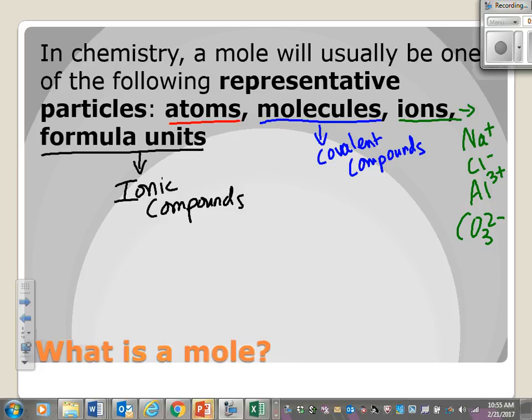So remember, atoms are the elements off the periodic table. So you would look to the periodic table for the elements. We call those atoms. Molecules are covalent compounds, non-metal, non-metal. Ions are going to be atoms that have a charge, or a polyatomic would be considered an ion. And then ionic compounds are for formula units. These are how we label the particles when we're using Avogadro's number, 6.02 times 10 to the 23rd.